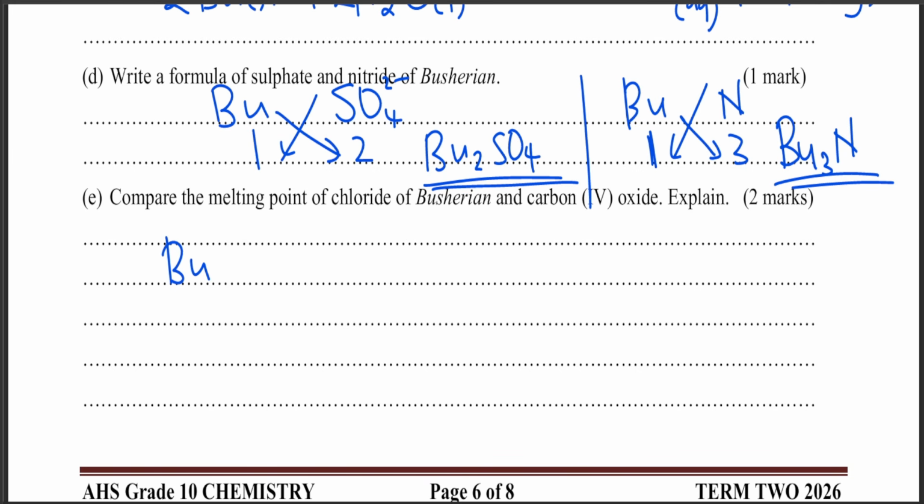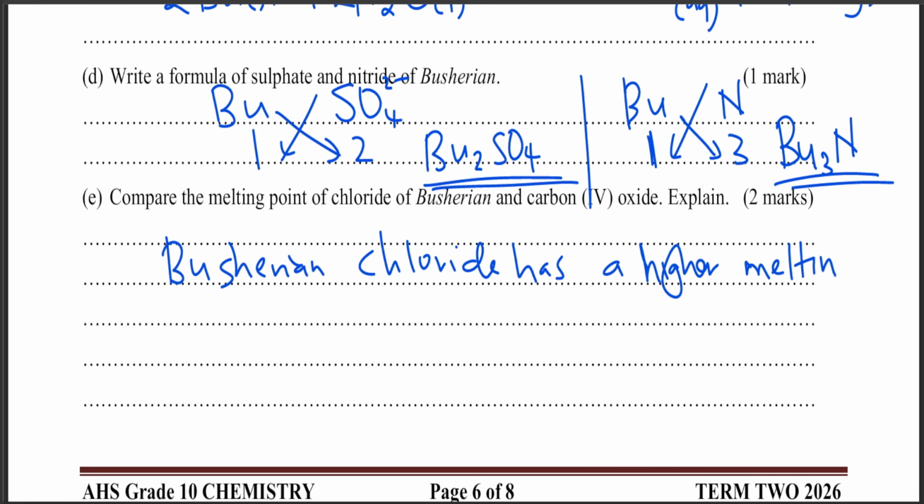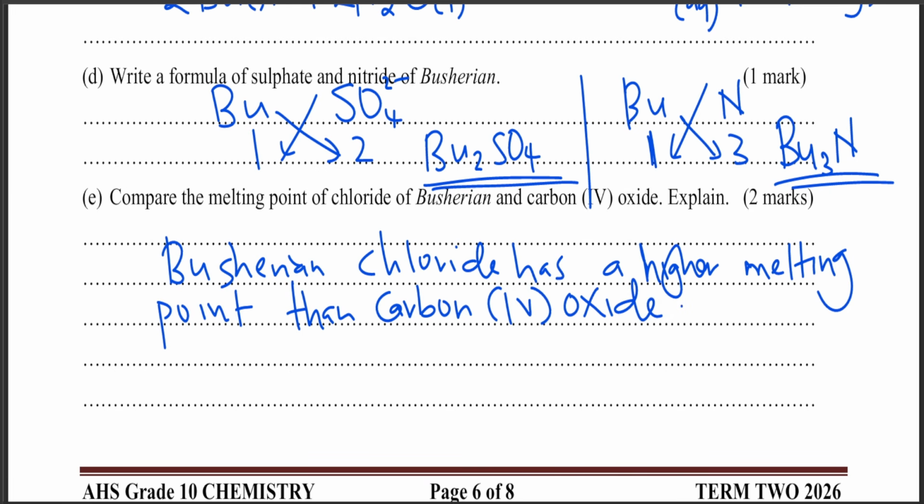Now, so in short, you're told to compare and then explain. Busherian chloride has a higher melting point than carbon dioxide. So you've compared it. Tayari hiyo ni 1 mark. Half a mark yaweza kuwa. Then carbon dioxide. Now you now explain the difference.